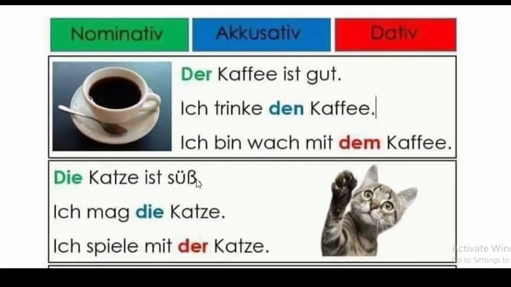Die Katze ist süß. The cat is nice. Ich mag die Katze. For a feminine noun, you can see they are the same for nominative and accusative, but the article is different in dative, as you can see here: ich spiele mit der Katze. I play with the cat. That is a dative preposition, so you change the article for a feminine noun in dative case.